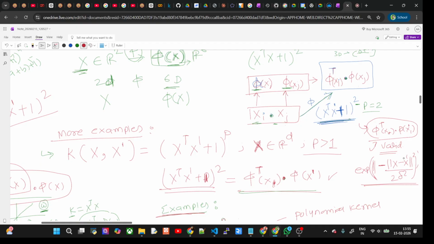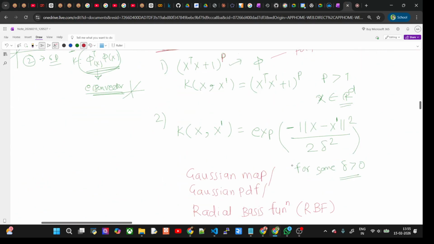Because I already considered this as one of the examples, we can also prove whether it's a valid kernel or not, a valid map, by using the same way we did for the polynomial kernel, a plus b whole square, this formula. The same way you can use these things and prove it. We are not proving it now, but we can prove it, and that shows that these are valid functions.